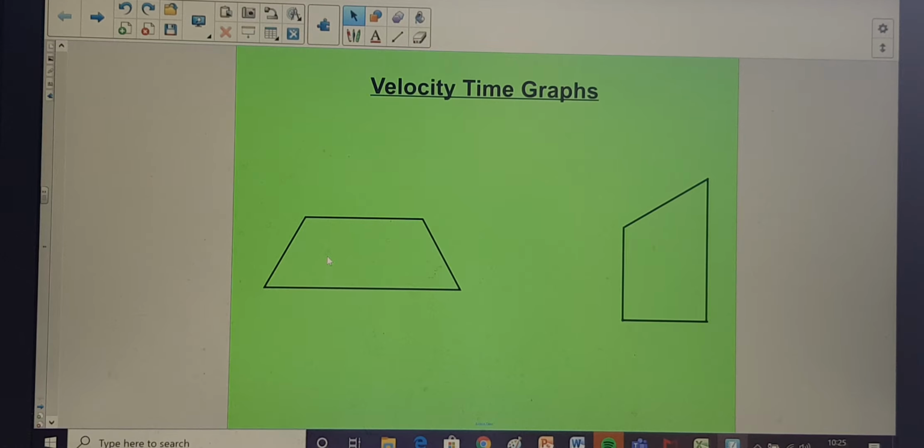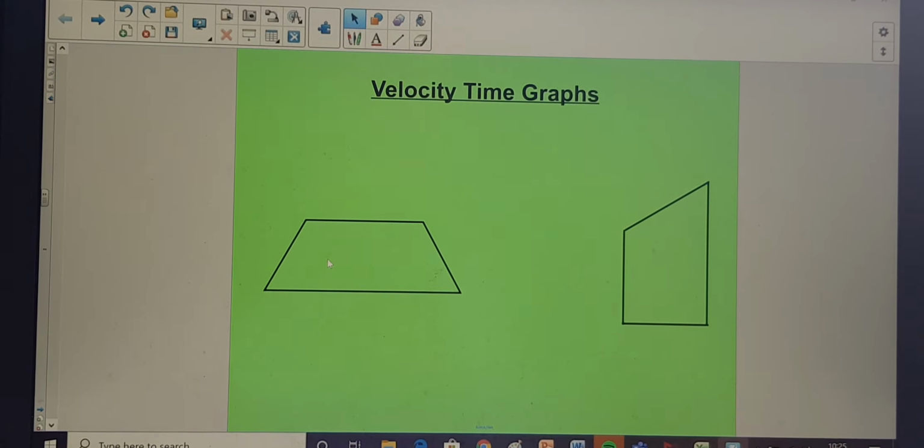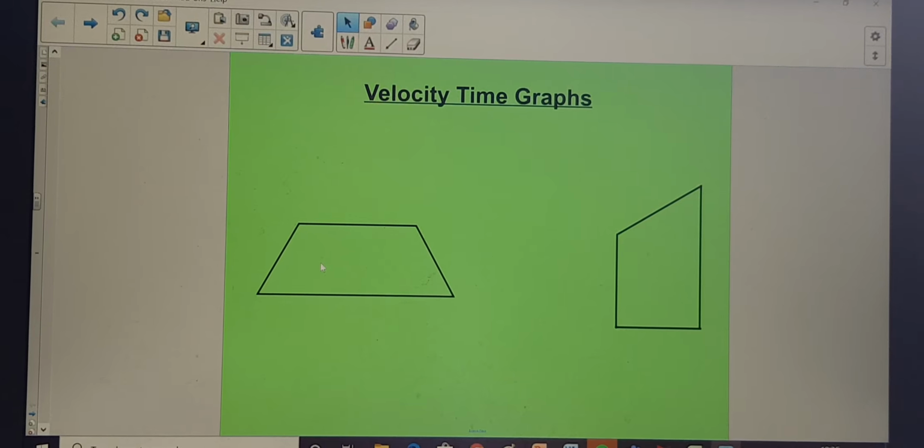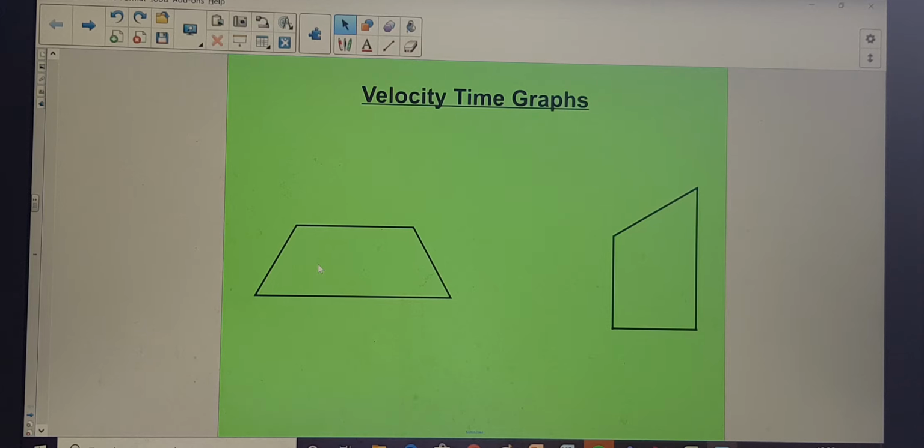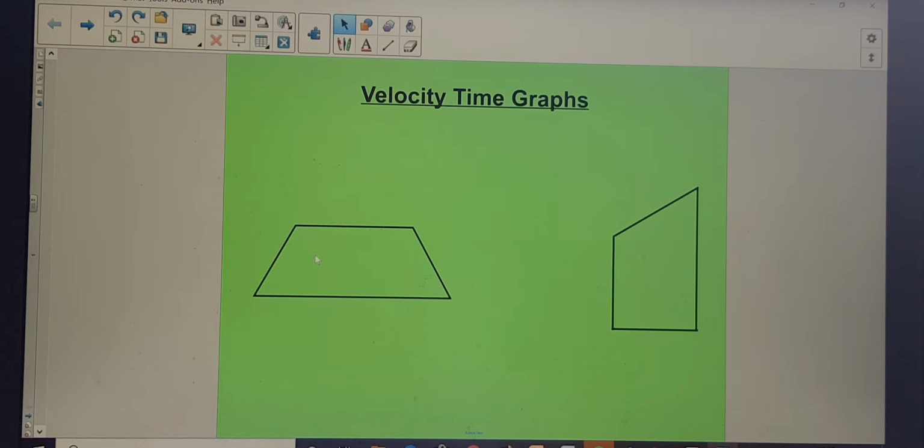We're going to continue with graphs and we're moving on to a really difficult topic called velocity time graphs. Previously we've done distance time. Now we're going to look at velocity time graphs. I'm going to hopefully go over some definitions to try and make things a little bit clearer.